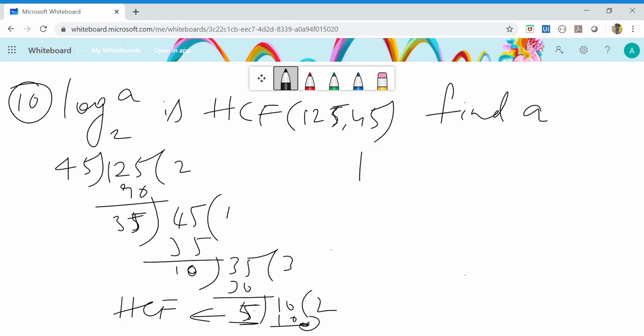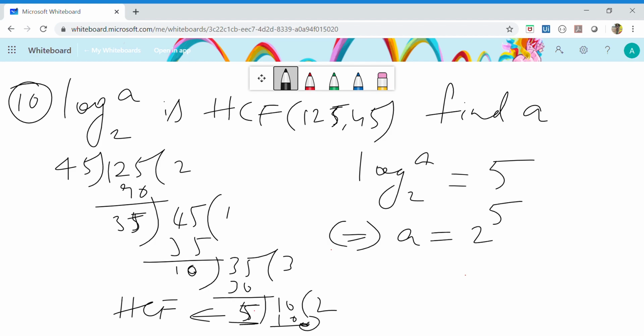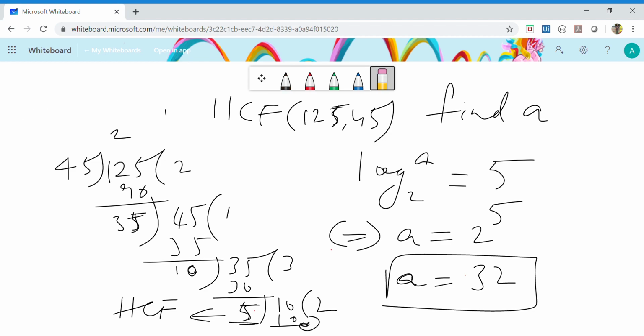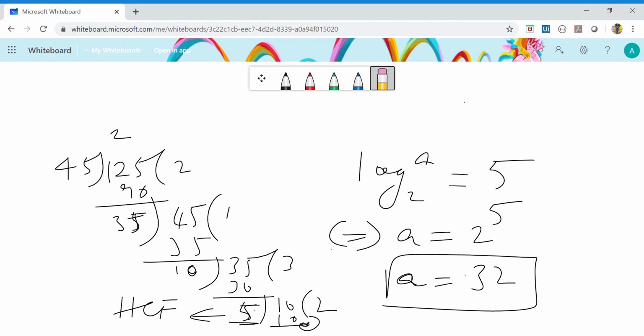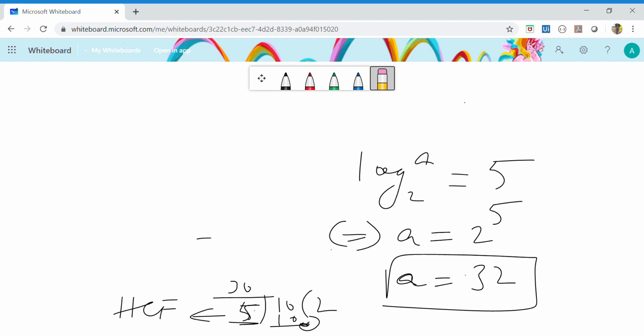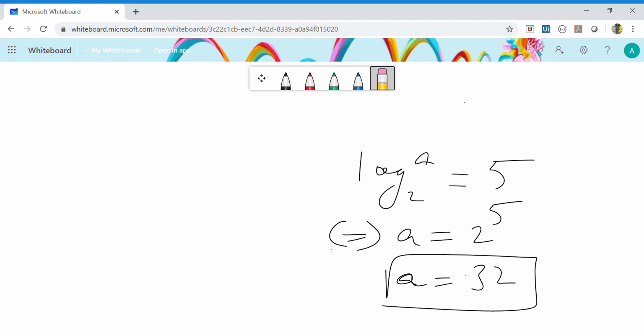According to the given condition, log a to the base 2 is equal to the HCF of those numbers, that is equal to 5, you have to write. And then according to the logarithmic law, a is equal to 2 to the power of 5. So a is equal to 32 is the answer. Okay. So this is within the chapter only: HCF and logarithms, LCM and HCF and logarithms.